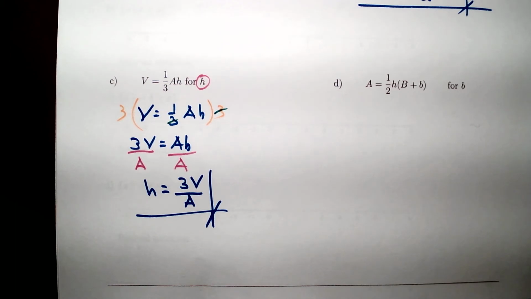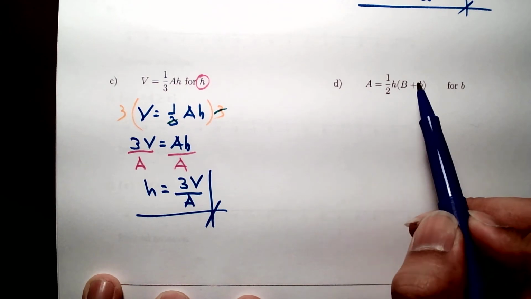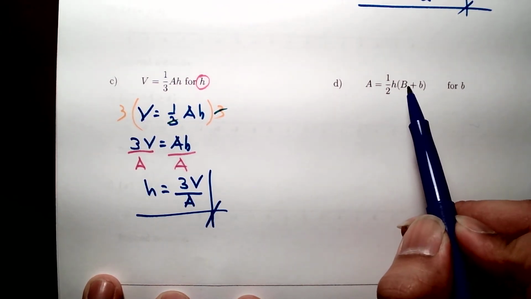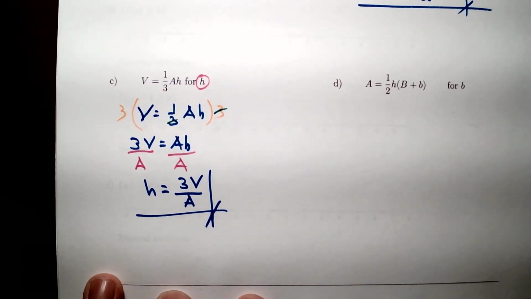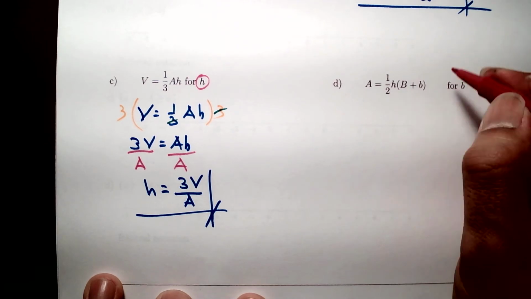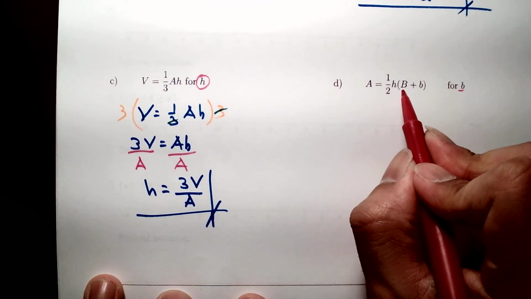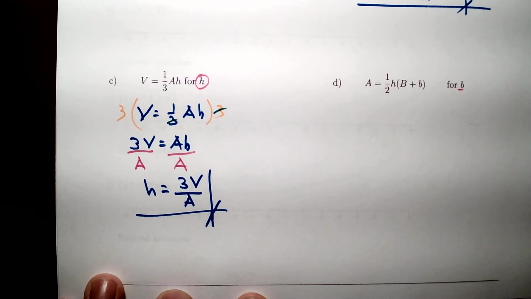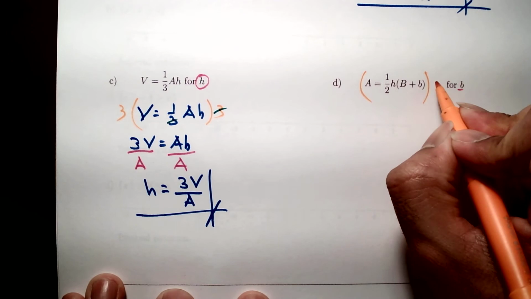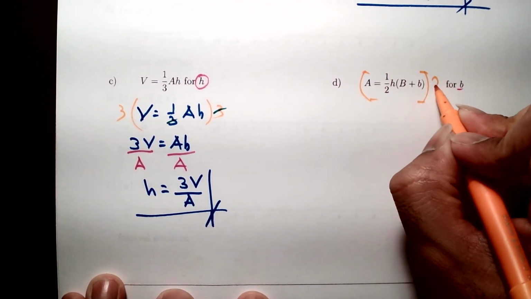One more to go. Alright, so area: A equals 1/2 times H times the sum of big B plus little b. In this case, they're asking us to solve for little b. Notice little b is inside of parentheses and it's also multiplying, and it also has this ugly looking fraction. So what are we going to do with that ugly looking fraction? Multiply both sides by 2.